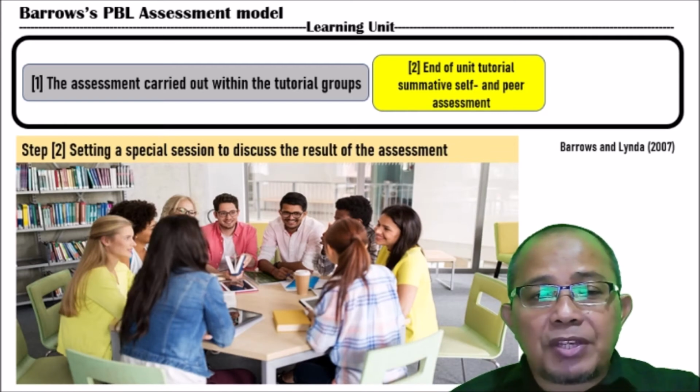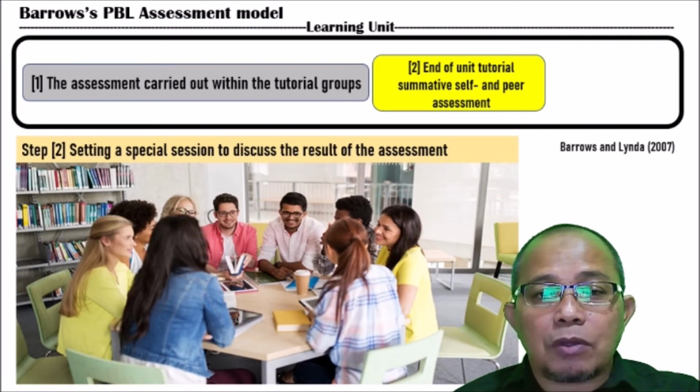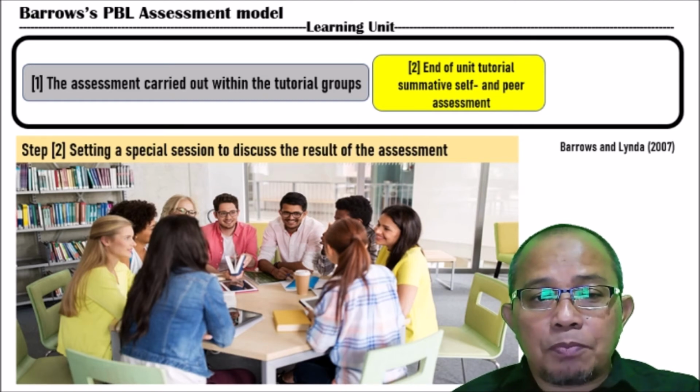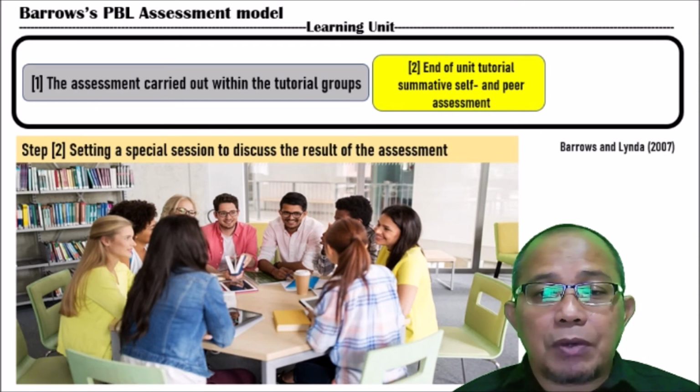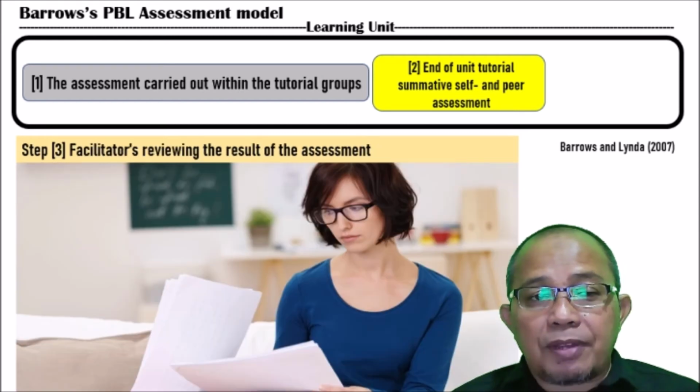Step 2. A special session is set aside to discuss the result of this assessment procedure, including the assessment by the facilitator on the same areas described previously. The meeting is attended by members of the group and the facilitator. Each member presents his or her result of the assessment. Likewise, the facilitator is also going to present his or her result of assessment on each group member. The detail of the assessment of each learner should be written down in a report to be compiled as a formal assessment report.